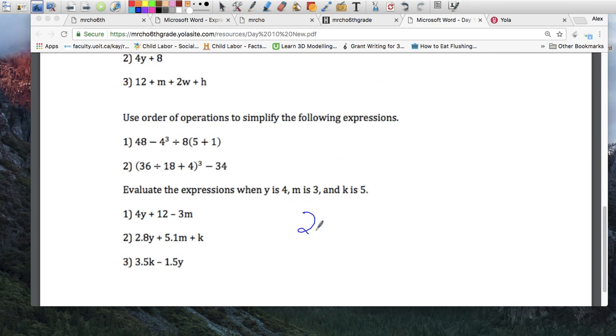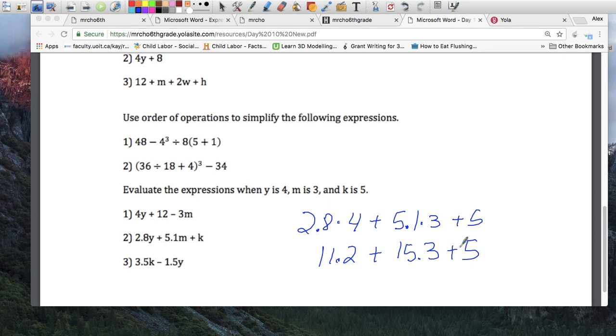Again, 2.8 times y, which is 4, plus 5.1 times m, which is 3, plus k, which is 5. So now I have to multiply 2.8 times 4, which equals 11.2, plus 15.3, plus 5. Now it's easy because it's all addition.